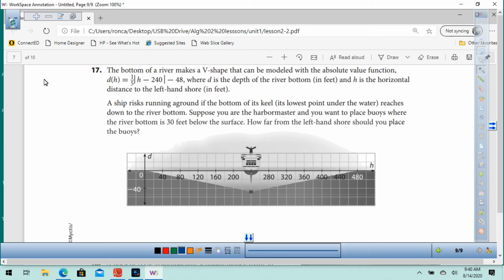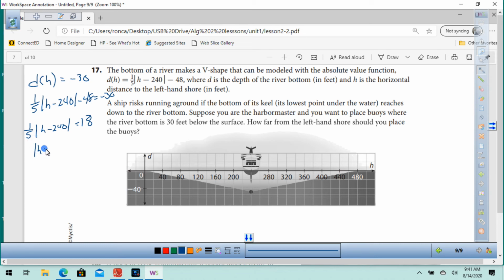Okay. So D of h equals, well, since that's below the x-axis, that would be negative 30, because you want 30 feet below. So what do we got? We've got 1/5 times the absolute value of h minus 240, minus 48 equals negative 30. Let's add 48 to both sides, and we got 1/5 times the absolute value of h minus 240 equals 18. We added 48 to both sides, and that gives you 18.